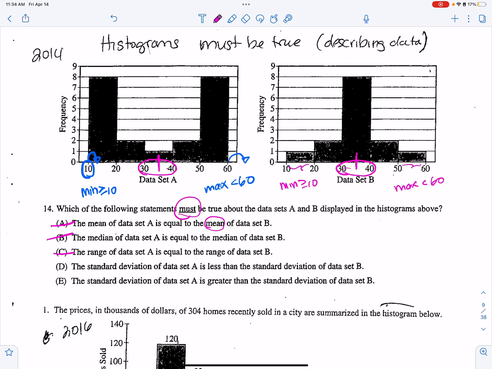The only thing we can do is talk about the standard deviation. The standard deviation is the spread, and I can see the spread of the data. I can see that most of the data for data B is in the center, and most of the data for data A is outside. So I can see that this standard deviation is going to be bigger than that standard deviation. The standard deviation is the average distance that they are from the mean.